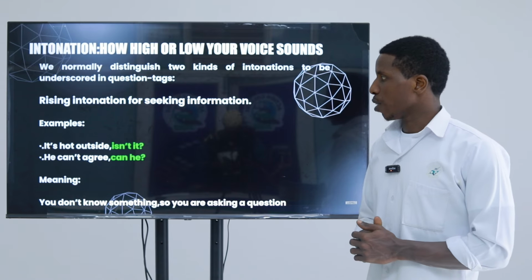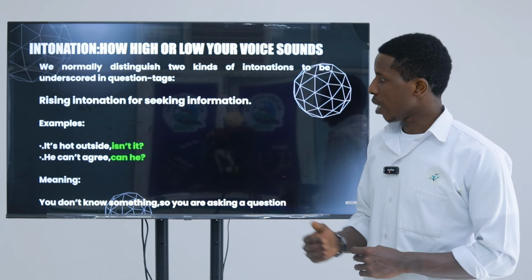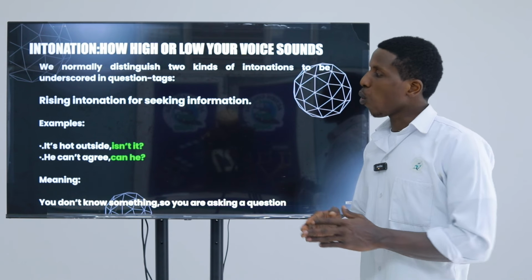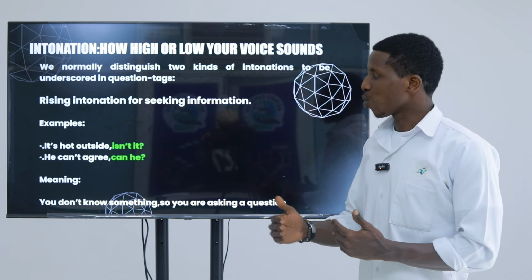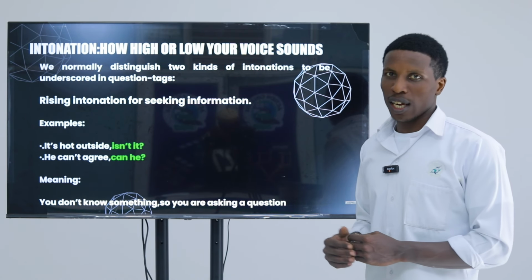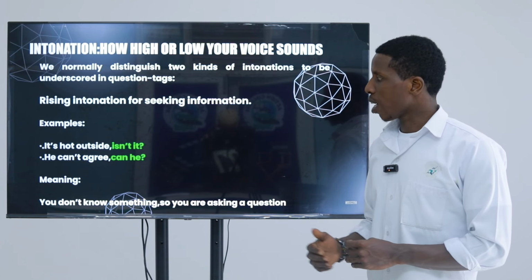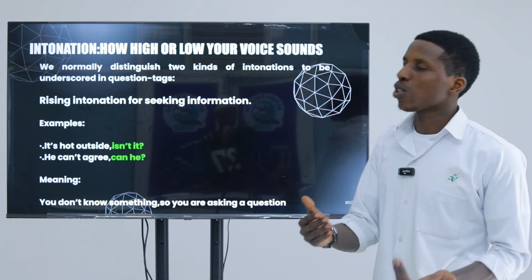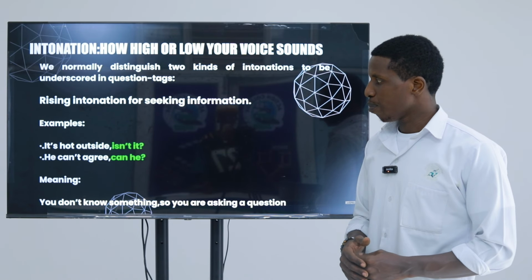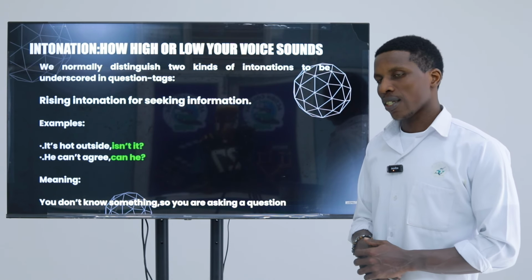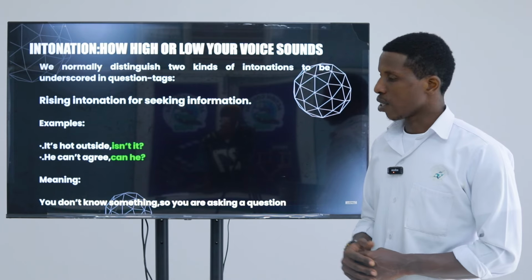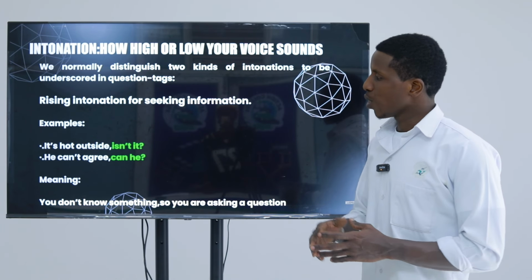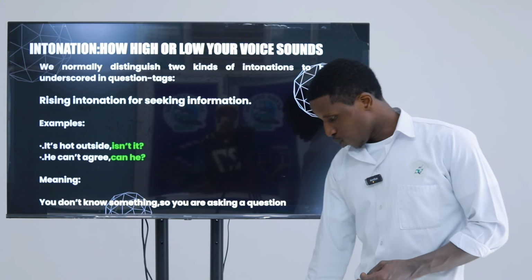All right, examples here. "It's hot outside, isn't it?" It means I'm not sure, I'm uncertain how the situation or the weather is outside. So I can say, "it's hot outside, isn't it?" So there you have to say yes or no. And then also you can say, "he can't agree, can he?" It means I'm not sure, I'm uncertain, so I want you to tell me.